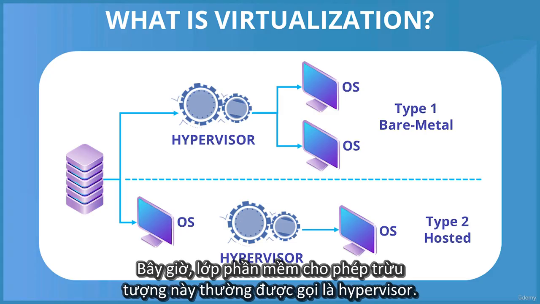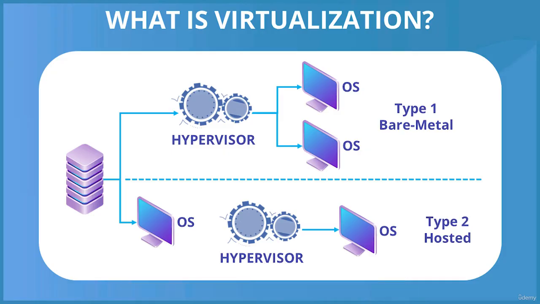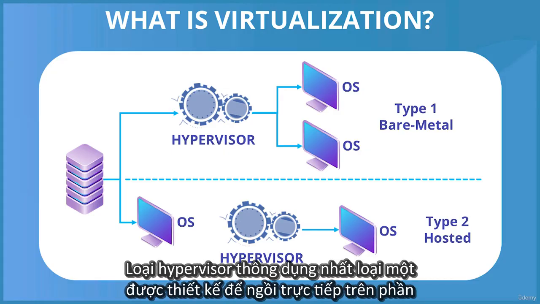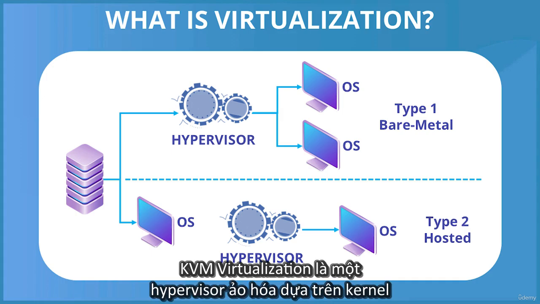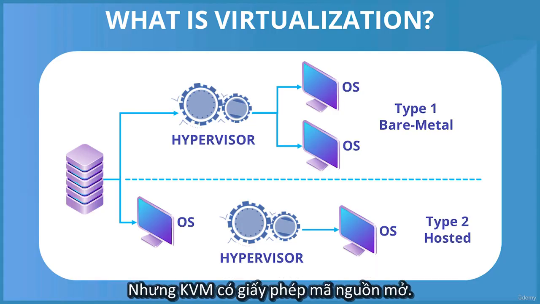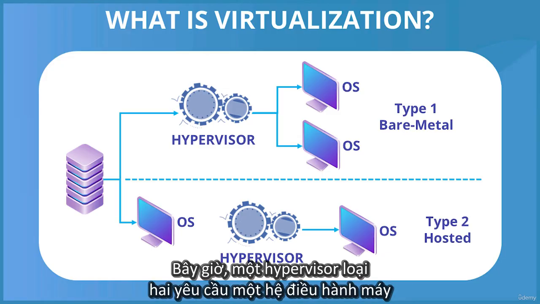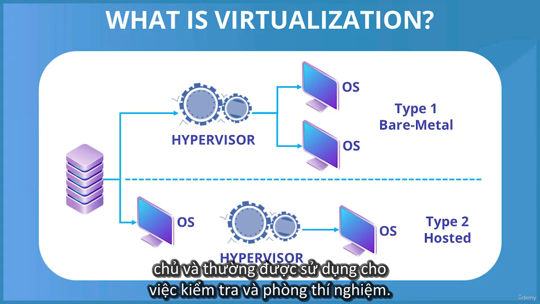Now, the layer of software that enables this abstraction is often referred to as the hypervisor. The most common hypervisor, type 1, is designed to sit directly on bare metal and provide the ability to virtualize a hardware platform for use by the virtual machines. KVM virtualization is a Linux kernel-based virtualization hypervisor that provides type 1 virtualization benefits, just like other hypervisors, but KVM is licensed under open source. Now, a type 2 hypervisor requires a host operating system and is more often used for testing in labs.